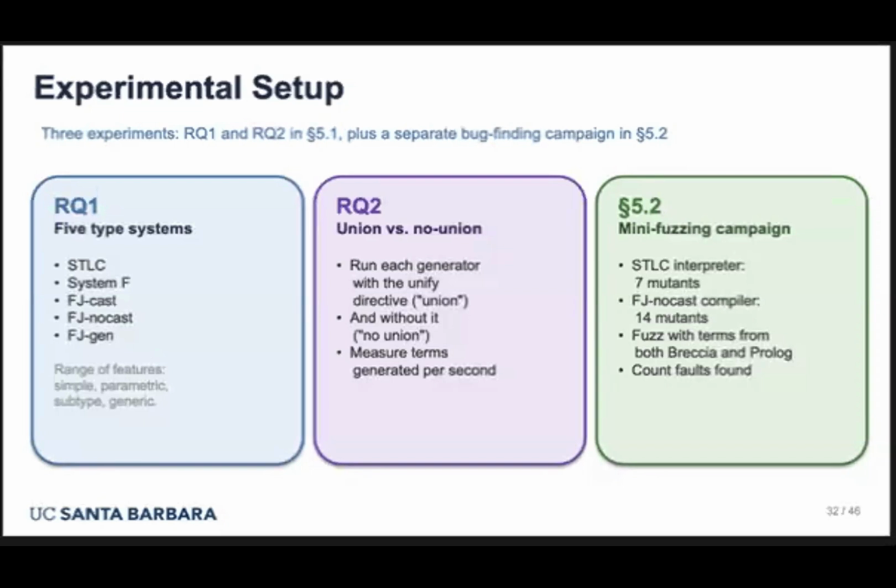And then in addition to that, we also ran a miniature fuzzing campaign where we wrote a simply typed lambda calculus interpreter and 7 buggy mutants for that, along with a compiler for one of the variants of featherweight Java with 14 buggy mutants. We generated programs in both languages with both Breccia and Prolog, and we counted the amount of faults that each one of them found.